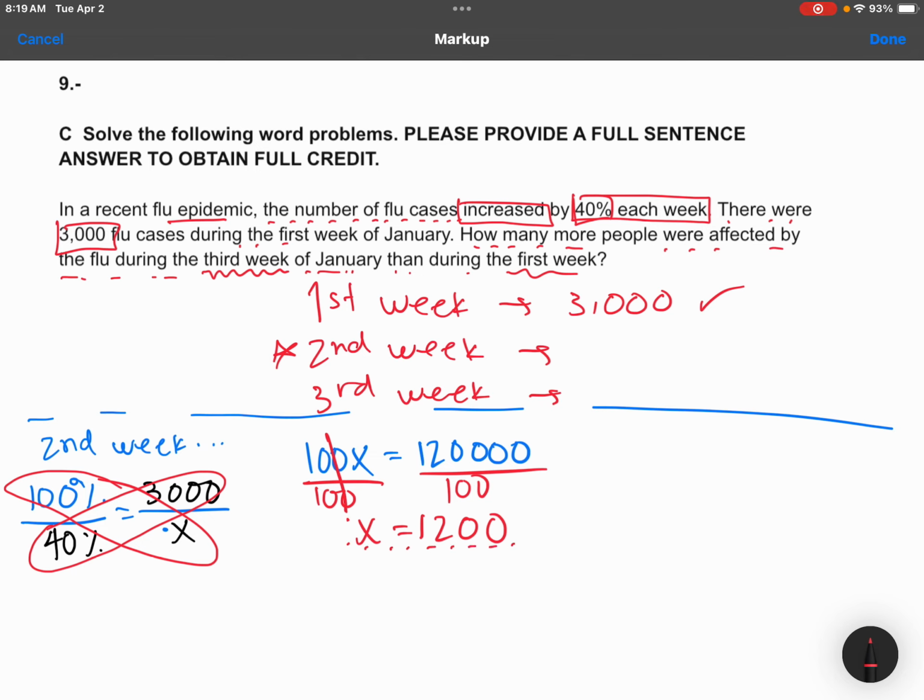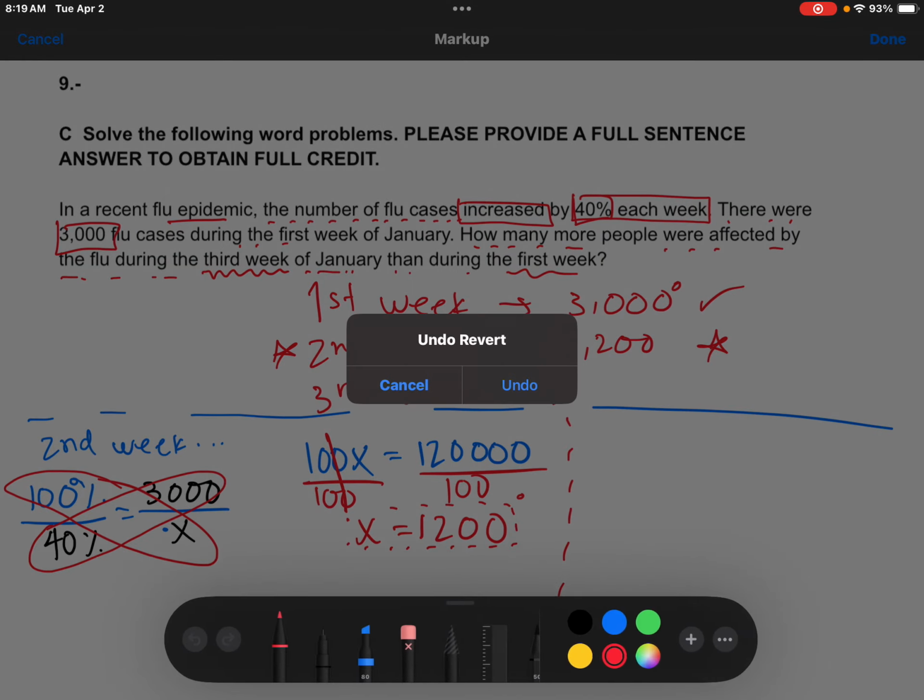Okay, so what does this number mean? It means that we have an increase of 1,200 people. So how many people were sick in the second week? Since an increase means addition, we go back over here and we know that 3,000 plus 1,200 is equal to 4,200. Okay, we got that part. And now we have to do the math again for the third week.